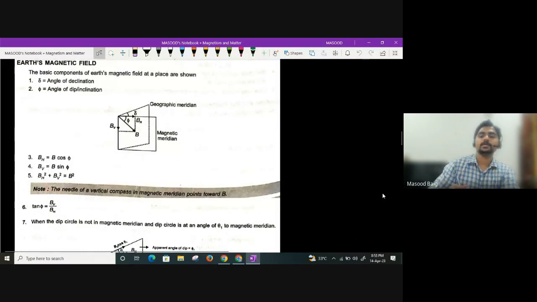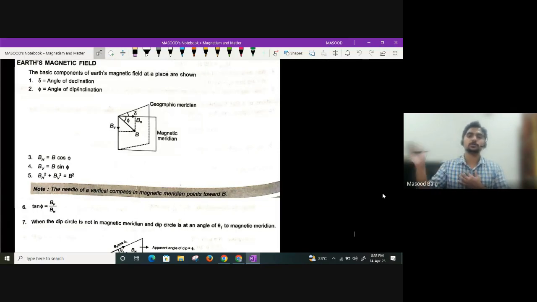So we'll take two plane surfaces. In one plane surface, you will have geographic north, south, east, west. In the other plane surface, you have magnetic north, south, east, west. So what we can consider, that particular plane surface which contains geographic north, south, east and west will be called as your geographic meridian.